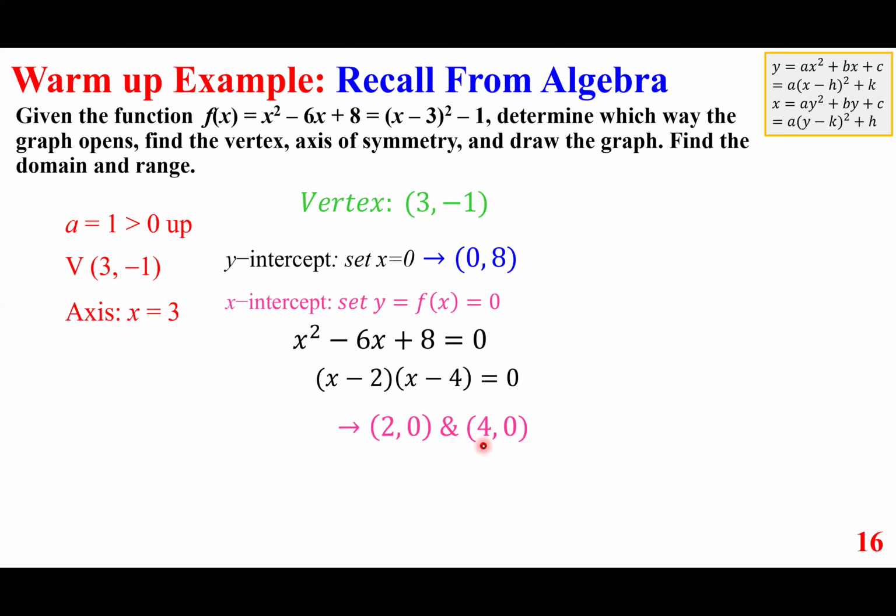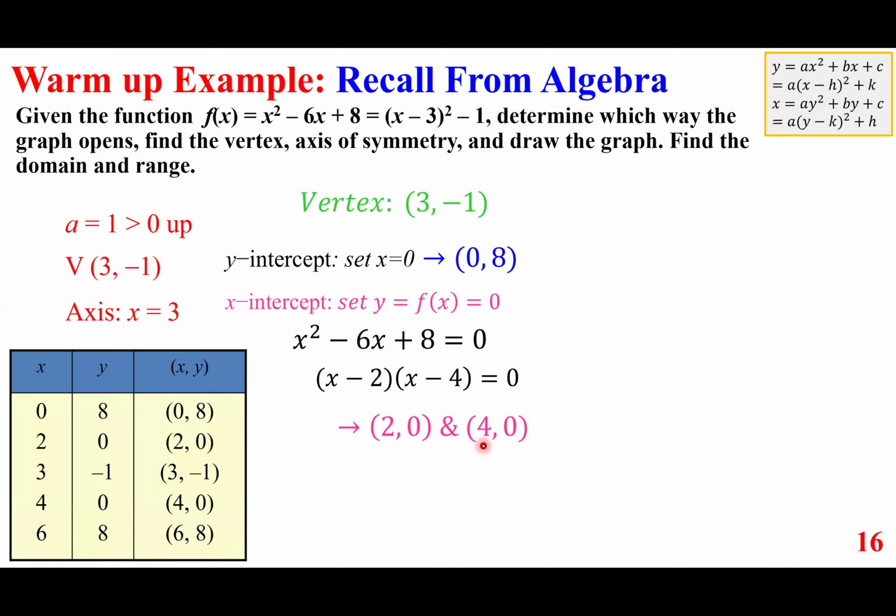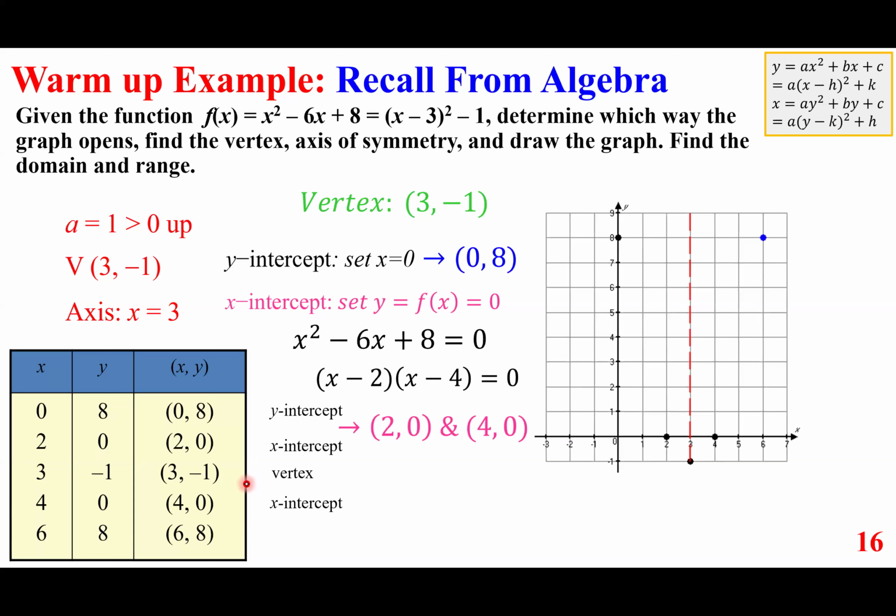Let's put a little table with all the information that we have here. So 0, 8 is the y-intercept. 2, 0 is one of the x-intercepts. 3, negative 1 is the vertex. 4, 0 is another one. And I don't want you to worry about this yet. I'm going to discuss that in a moment with the graph. So we're going to say that's the y-intercept, that's the x-intercept, so is this one, this is the vertex. And we are ready to draw those.